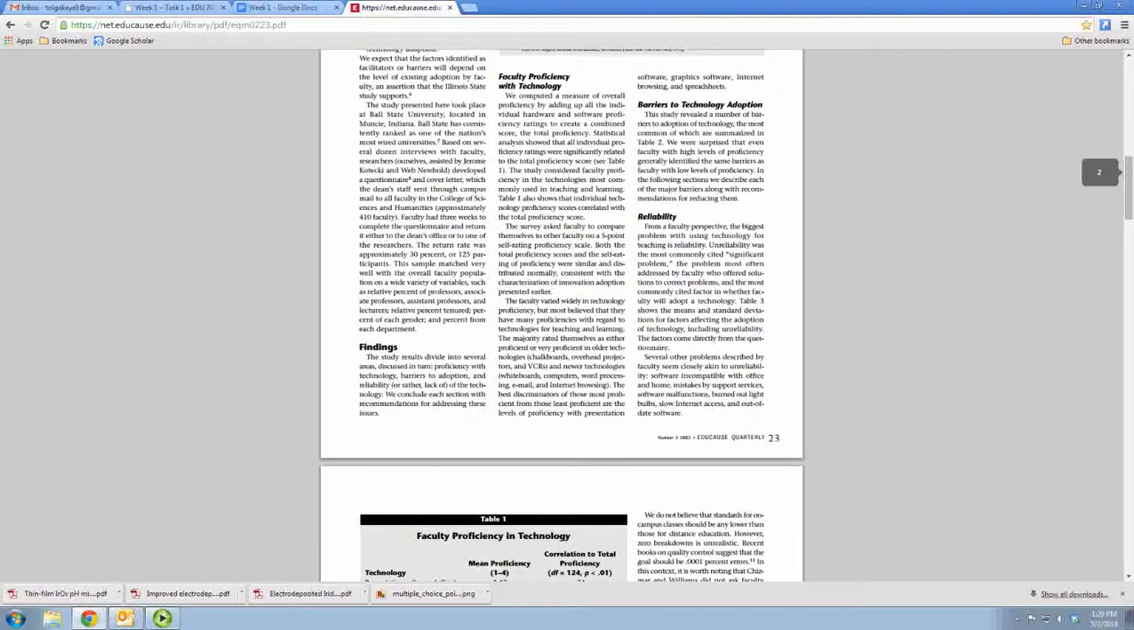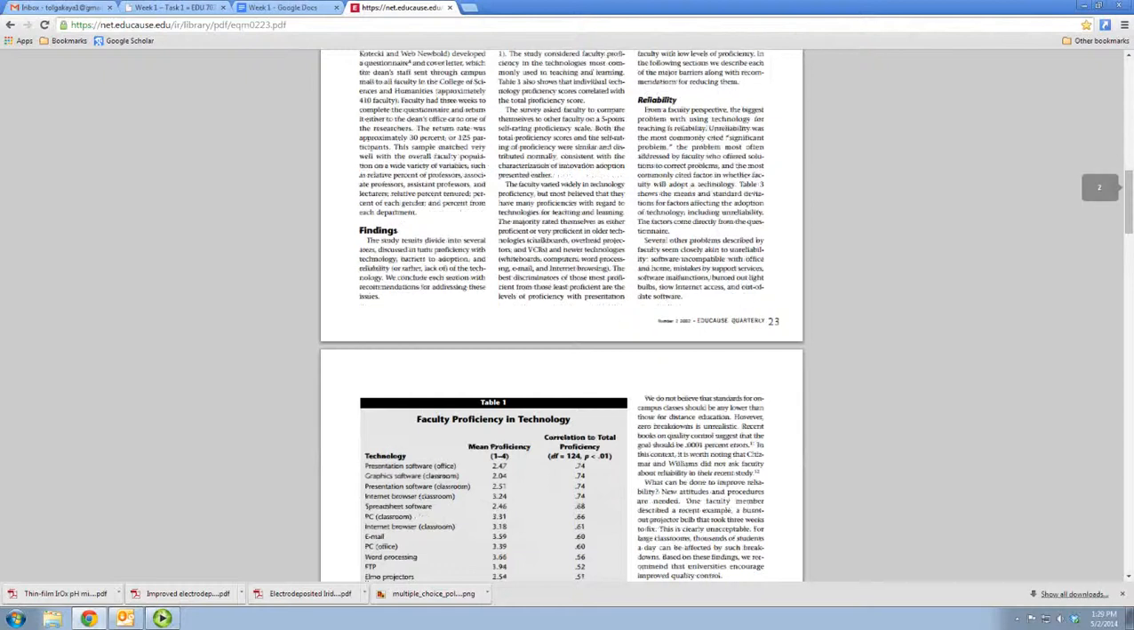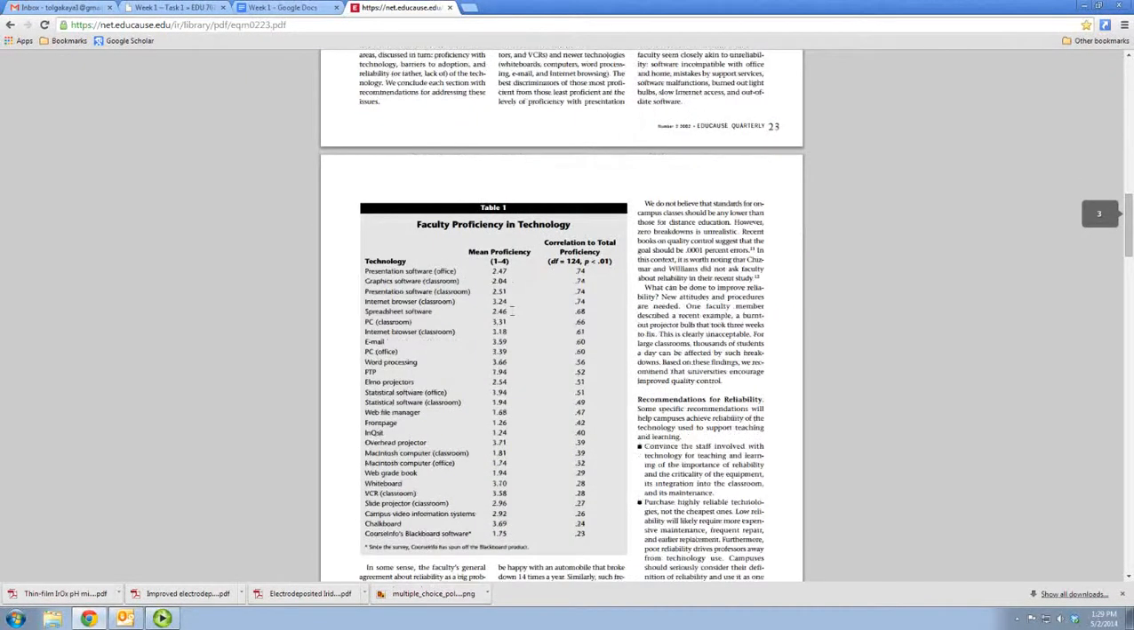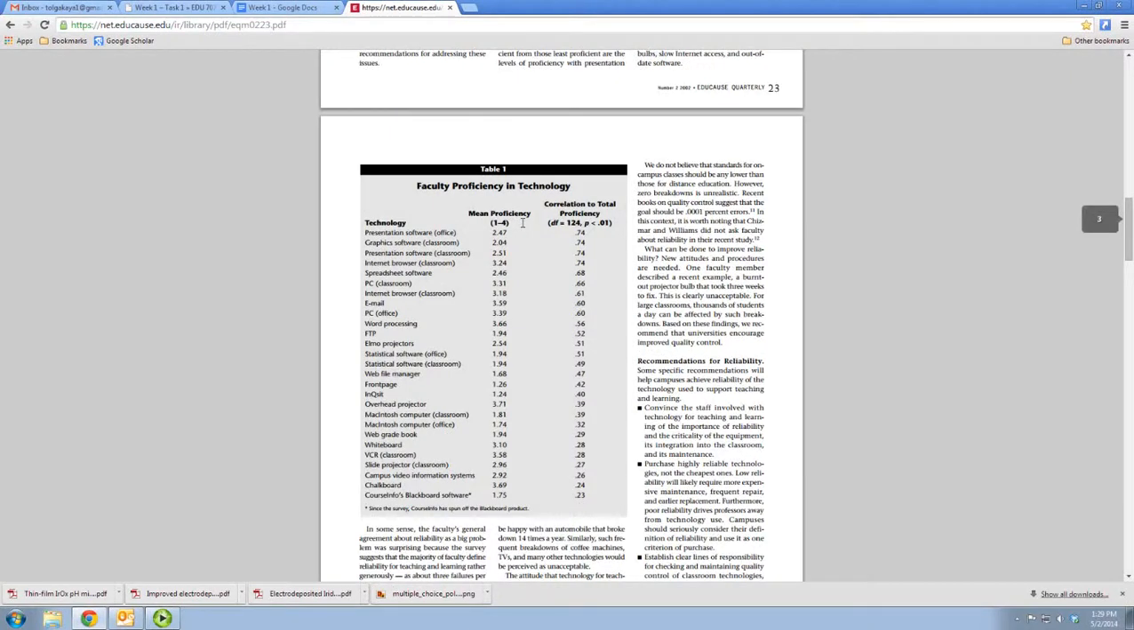So findings. Okay, I'll do the easy way. I'll just first look at the figures. The faculty proficiency in technology, mean proficiency 1 to 4. So I guess higher the better. It's higher the better because email and PC is high. I'm not gonna worry about the correlation. But what is the lowest?